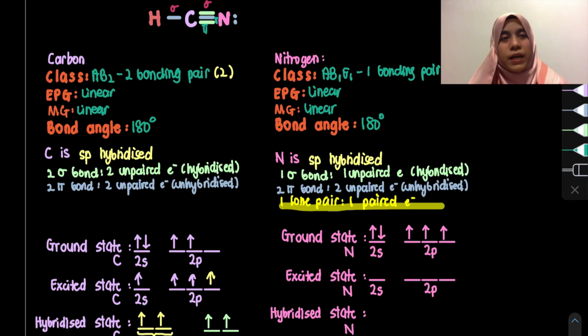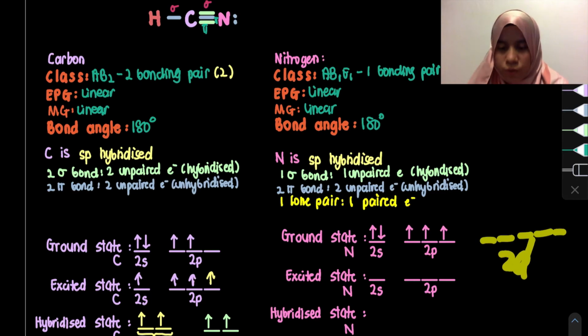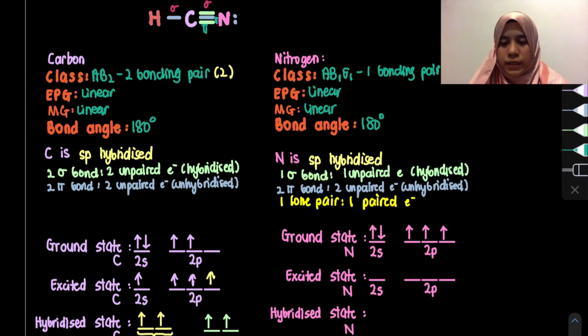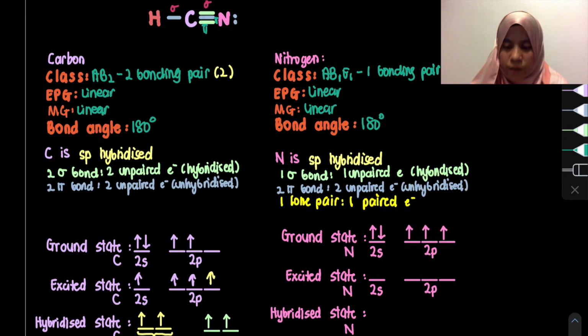So yang ni kita biarkanlah. Lagipun mana boleh kita nak excite kan dia, tak ada empty orbital pun. Sebab mana ada 2d orbital. Okay. Lepas tu kita tengok dia ada 2 unpaired electron untuk hybrid. Satu unpaired electron untuk sigma bond. Yang ni, this one yang ni. 2 of our unhybridized ni kita akan guna untuk kita punya pi bond. So ngam lah.